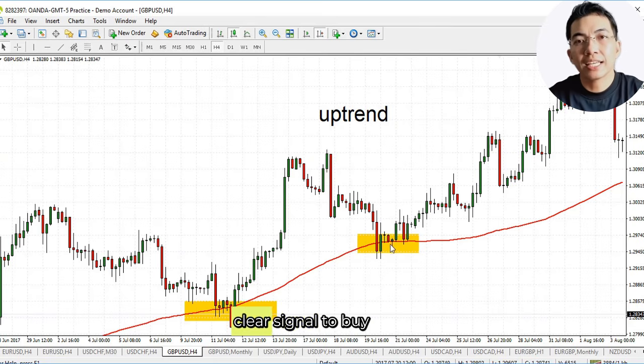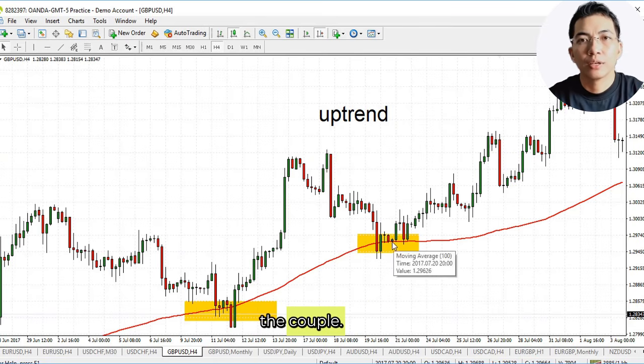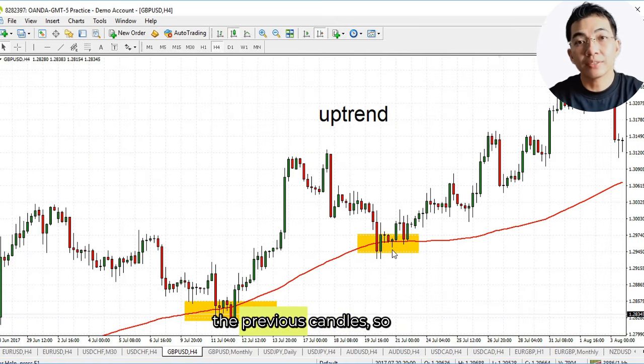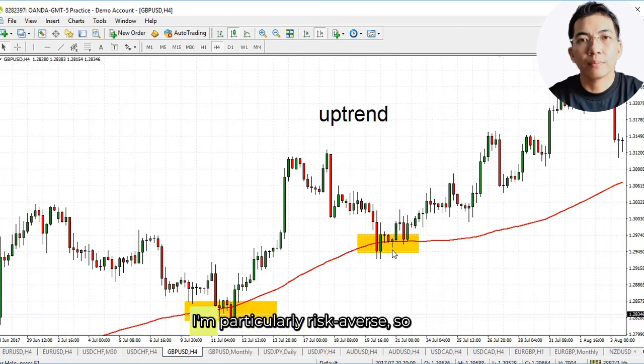Here there isn't a clear signal to buy. We have a hammer here, but it is quite small compared to the previous candles, so I wouldn't have taken that one. I'm particularly risk averse, so I try to avoid situations that are not so clear to me, but maybe another trader could have opened a long position after the hammer and seen what happened in the next sessions.